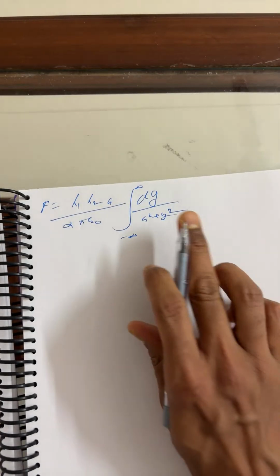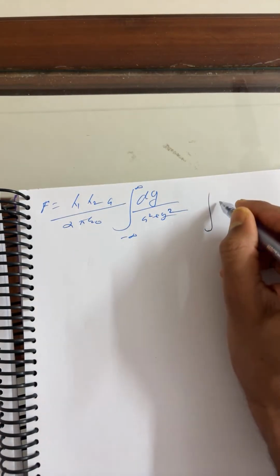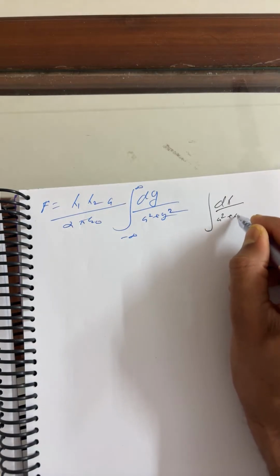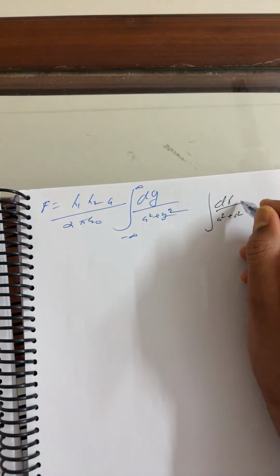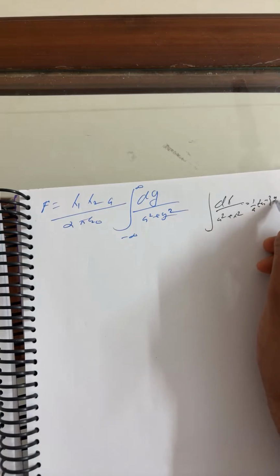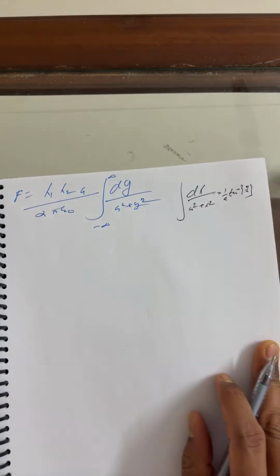I hope all of you remember this formula: integration of dx upon a square plus x square. What is this, my dear? It is 1 upon a tan inverse x upon a. Right.